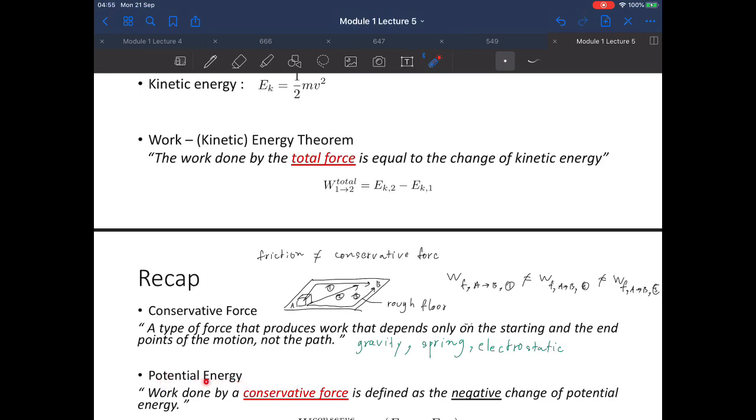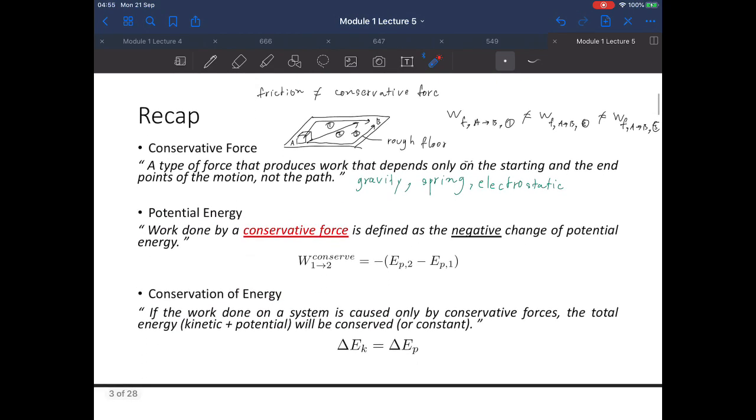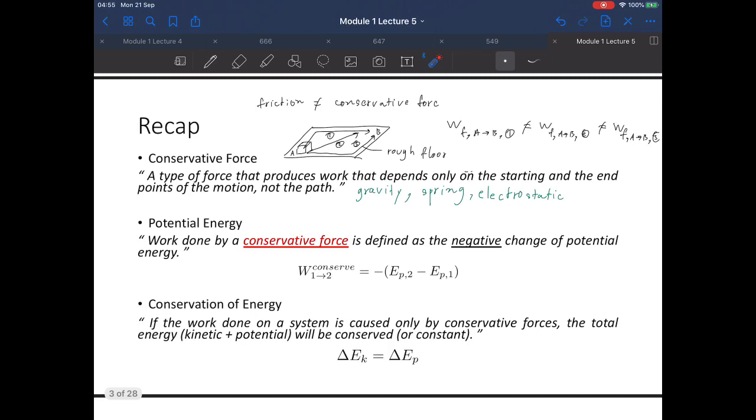Next, we are going to talk about potential energy. So what is potential energy? Potential energy has relation to work done by a conservative force. So work done by a conservative force is defined as the negative change of potential energy. The work done from point 1 to point 2 by a conservative force must be equal to minus the change between the potential energy of point 2 and the potential energy of point 1.